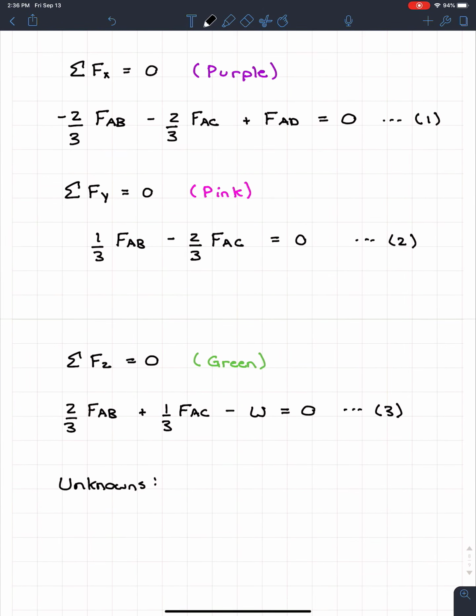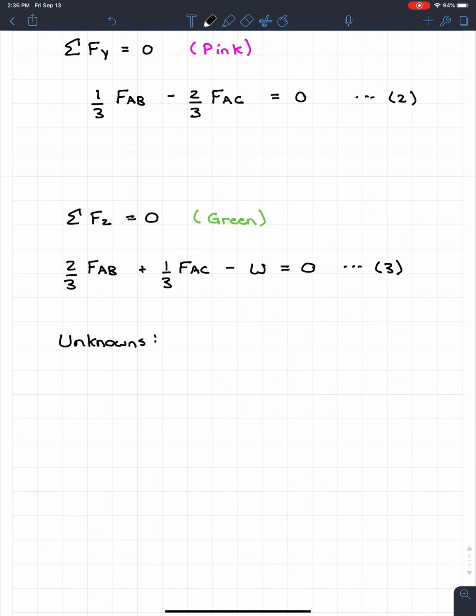Well, we got FAB and FAC. FAC is unknown as well. And also from equation 1, we know that FAD is unknown. Look at equation 2, it has FAB, FAC, but we already listed those. But if we look at equation 3, we also know that our W, our weight, is unknown. So I'm going to put in brackets here. These are four unknowns.